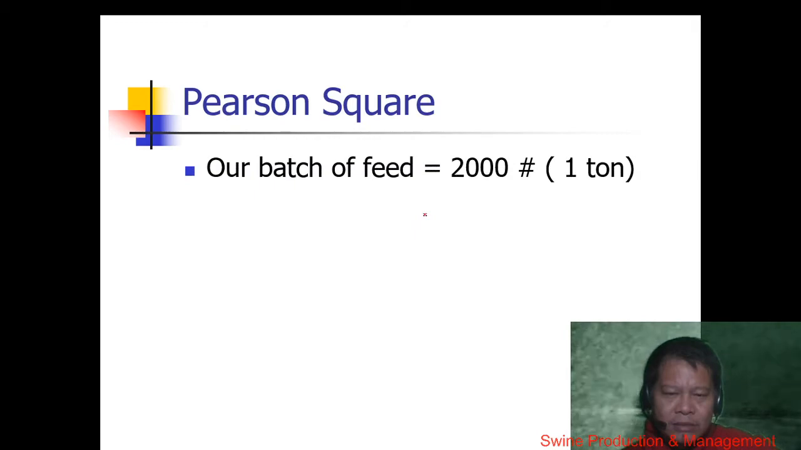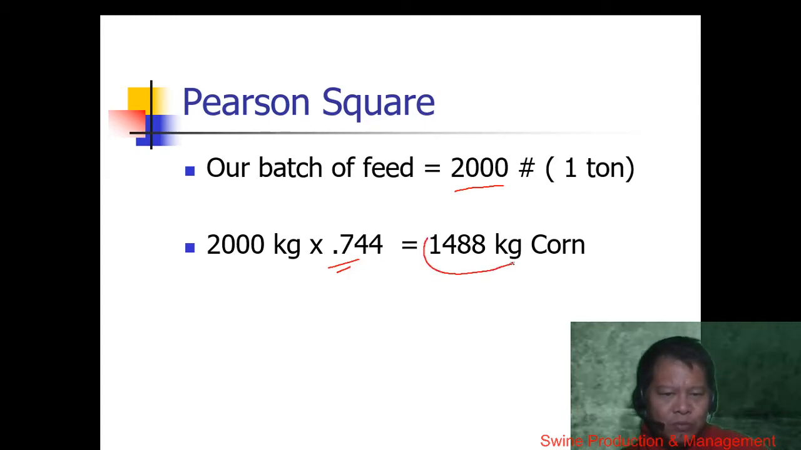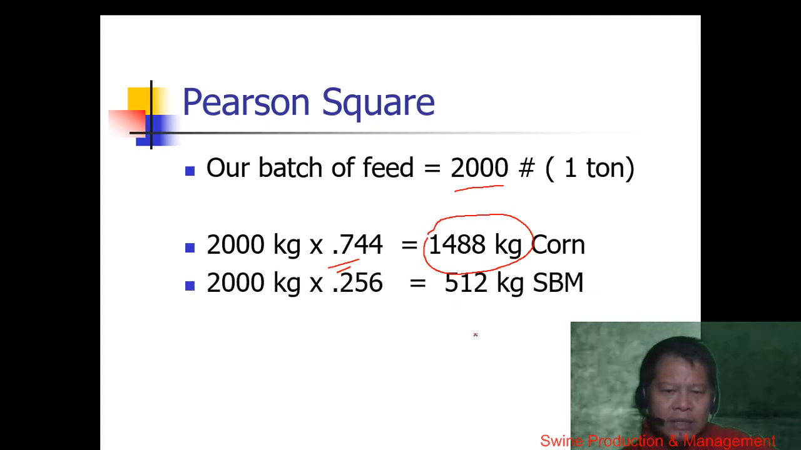So our batch feed is of course 2,000 kilogram, no? Actually, this 2 tons, dili 1 ton, no? 2,000 kilogram. And then, sa ito pa ang corn is kay 74.4%. Atong i-times, no? So, only 0.7 in terms of proportion. So, naada tayo magtimbang tag 1,488 kilogram na corn. Atong sagulan sa, so, ang atong soybean meal kay 25.6% naman. Atong sagulan sa 512 kg ng soybean meal.